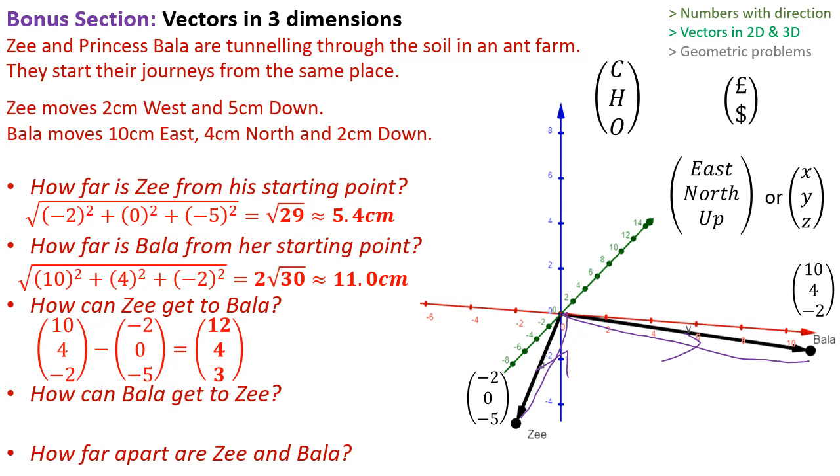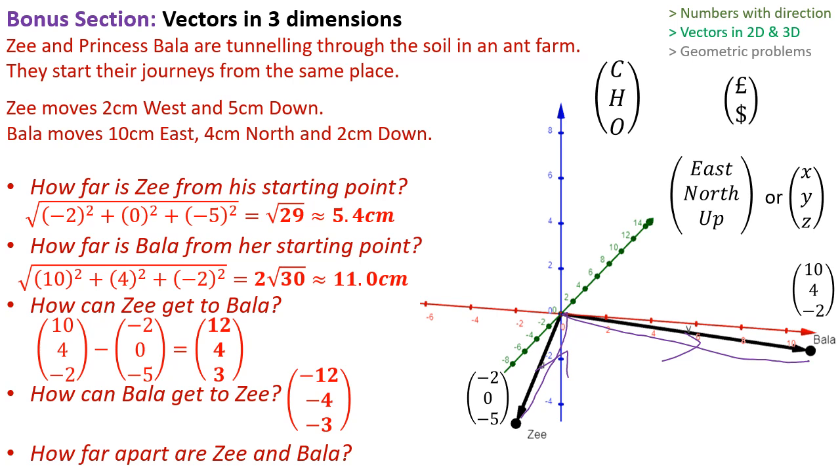If you find it helpful, you can just think in terms of one number at a time. How do we change -2 into 10? You add 12. How do we change 0 into 4? You add 4. How do you change -5 into -2? You add 3. That's where the 12, 4, 3 comes from. Bala can get to Z using exactly the same vector, but with a minus in front. So it does the opposite thing.